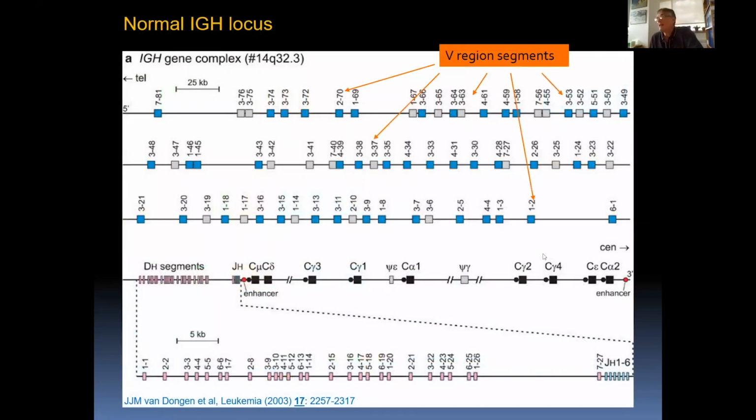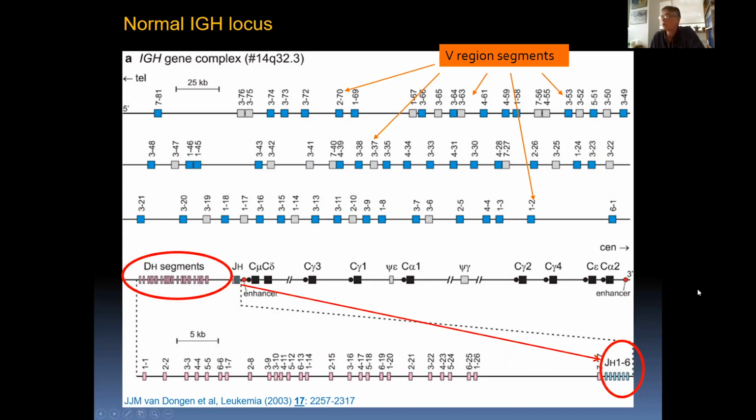This is in reality what the whole locus looks like, so a bit more complex. As you can see, there's over 40 different V fragments. There are several D fragments in this area. And at the very end, we have the small J region, which is enlarged over here. So as you can see, it's quite complex. And because there's such a variety of V, D, and J fragments, the combinations are enormous.